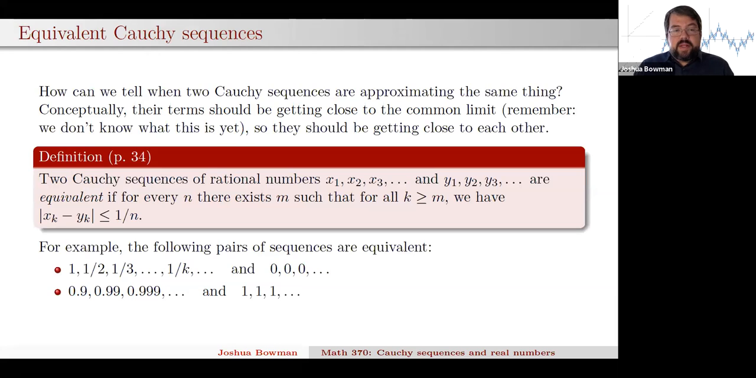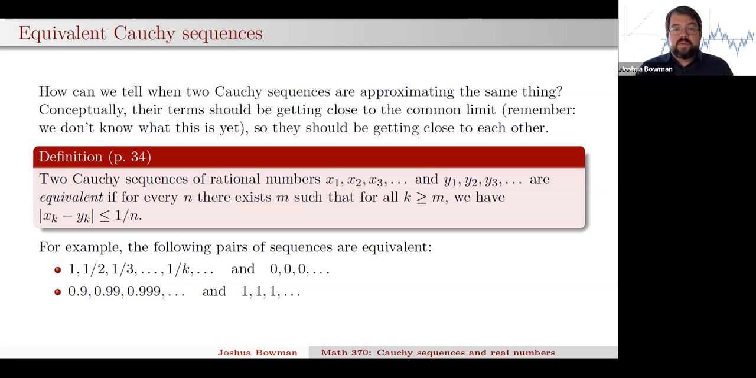The second step we need is to tell when two sequences should be approximating the same thing. So conceptually what that means is their terms are getting close to what their common limit is, but we don't know what that is yet. And so they should at least be getting close to each other. And that's what our second definition then tells us.